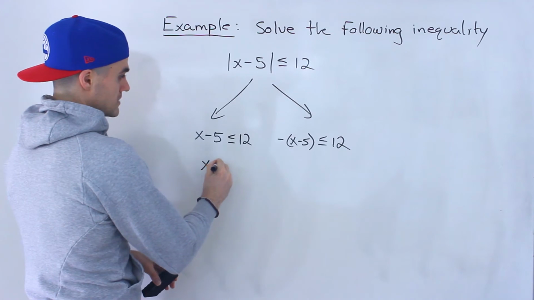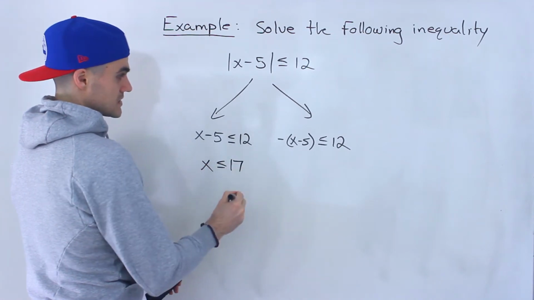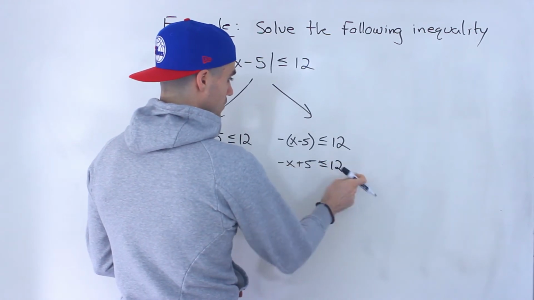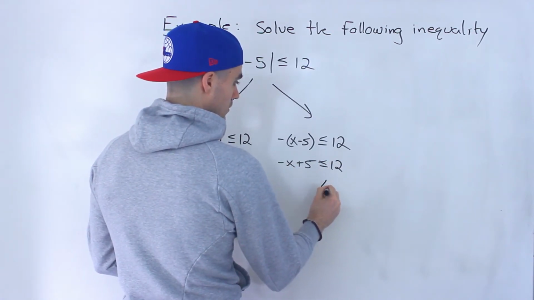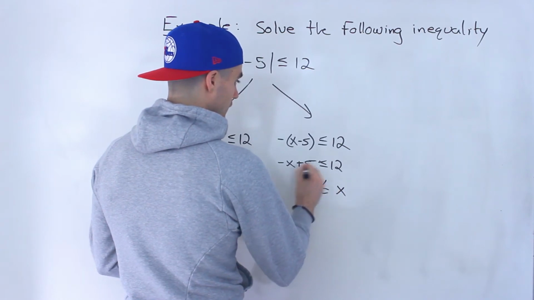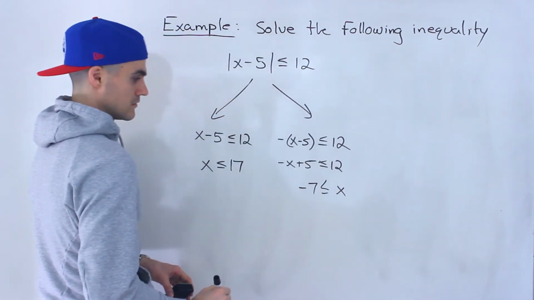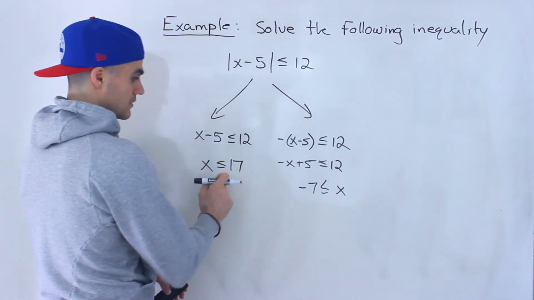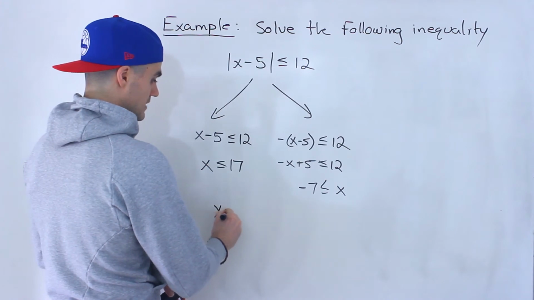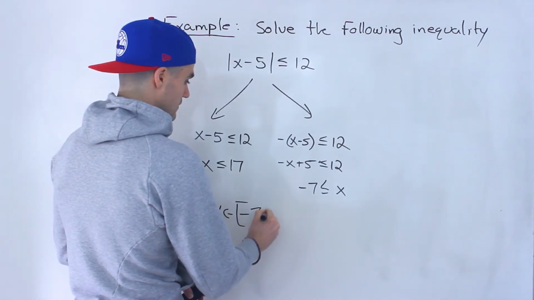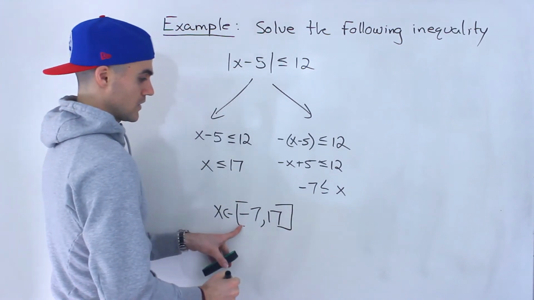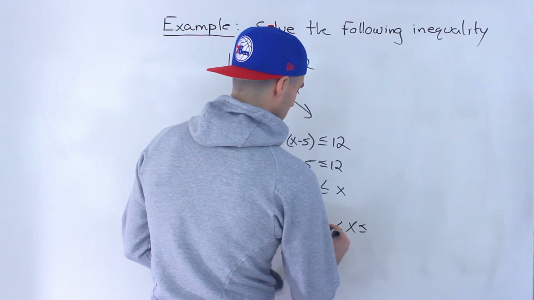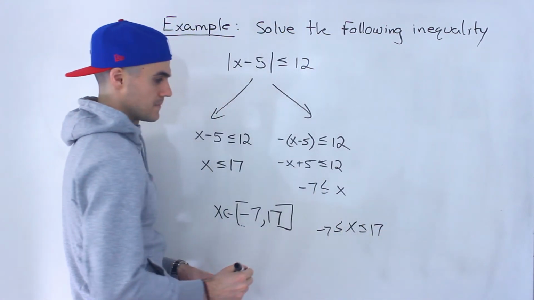Notice here, if we isolate for x, x has to be less than or equal to 17. Then over here, we'd have negative x plus 5, I'm going to bring this over. 5 minus 12 is negative 7. So x has to be greater than or equal to negative 7, but less than or equal to 17. So the final answer is x is an element of negative 7 to 17 with square brackets, or we could say x is between negative 7 and 17.